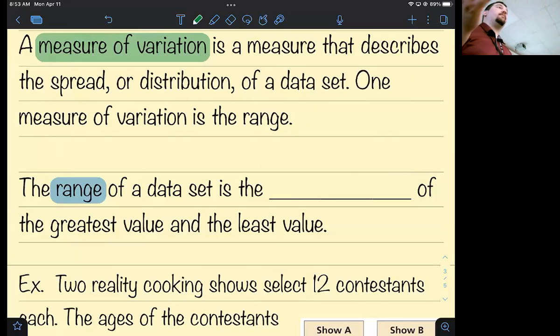We have the most common measure. There is more than one, but the most common measure of variation is called the range. Typically, when we do mean, median, and mode, range always gets tagged in there. It's not a measure of center. It's a measure of variation, though. It tells you how spread out your data is. And so one measure of variation is the range.